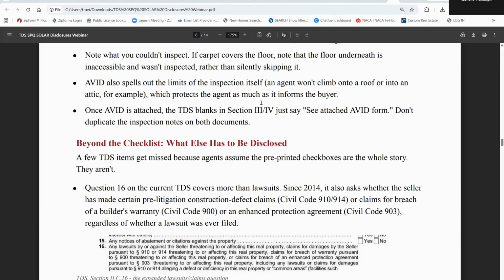Once AVID is attached, the TDS blanks in section 3, just say see attached AVID form. Don't duplicate the inspection notes on both documents. Just check the box. That's all you've got to do.